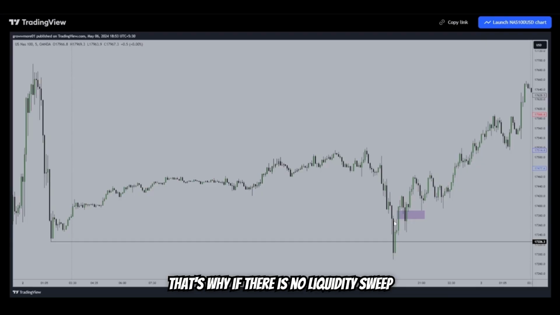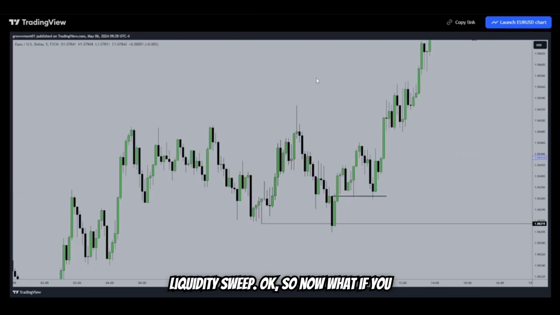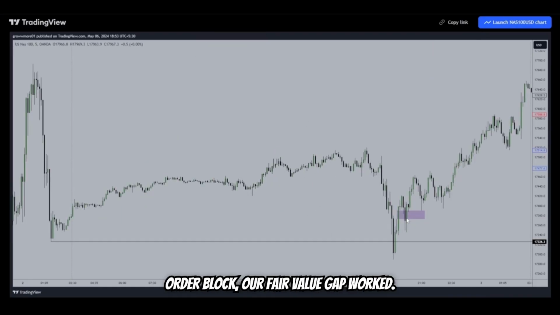So if there is no liquidity sweep, or no liquidity taken, or no liquidity grab, don't look for fair value gap and order blocks, because your order block and fair value gap will not work if there is no liquidity sweep. Now in this example, why did this order block work? There's no fair value gap over here, it's all packed, but this candle still worked, because it took the stop losses below the structural low. So in this example our order block worked, and in this example our fair value gap worked.